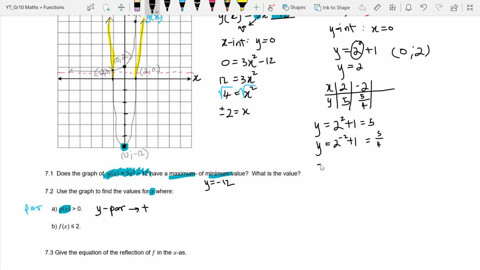So for 7.2a, it is where x is smaller than negative 2 because it changes at that point, right? Anything below that, my y values are negative. And I'm not including the negative 2 because it wasn't included in my question. 0 wasn't included in my question. And it's that x is smaller than negative 2 or x is bigger than 2 because it changes there, where x is bigger than 2.